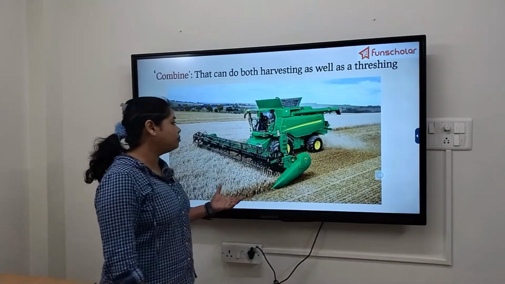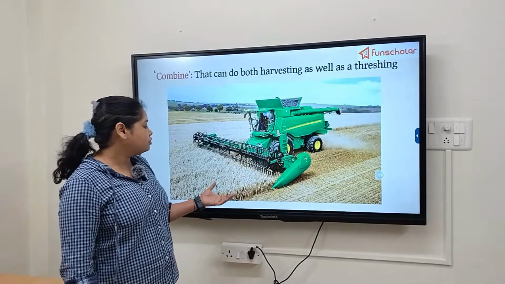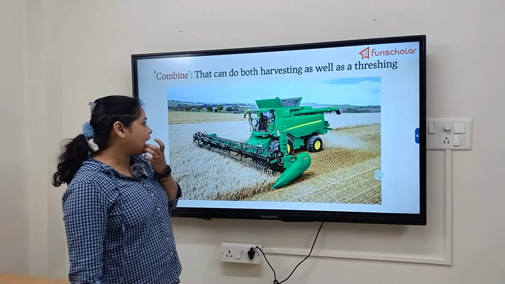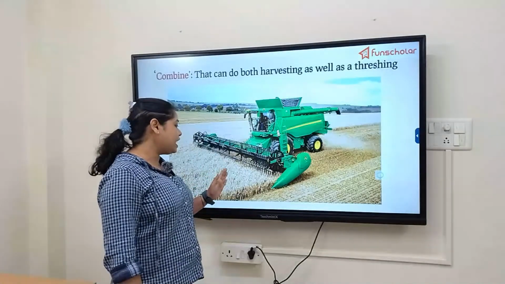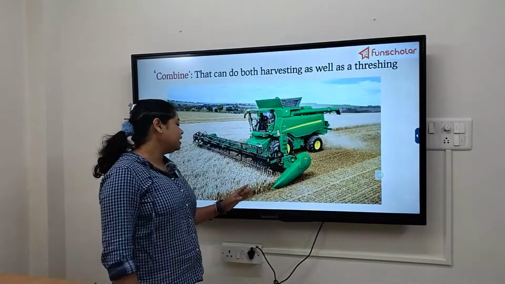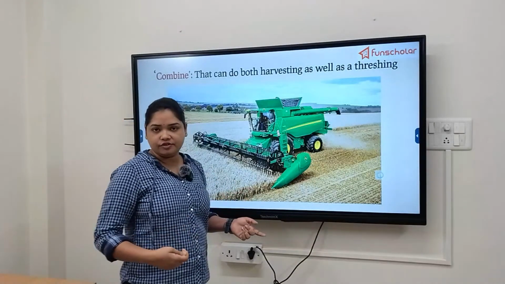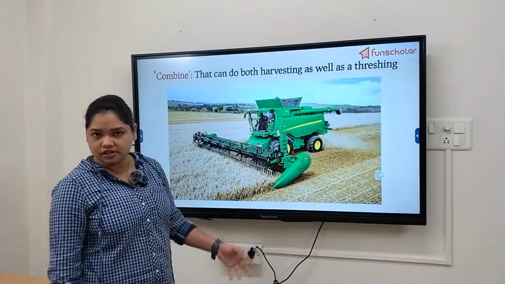This is how a combine machine looks. It will cut the crop as well as help in threshing. On one hand it cuts the crop, and on the other hand it separates the grains from the whole plant body or the stalk.